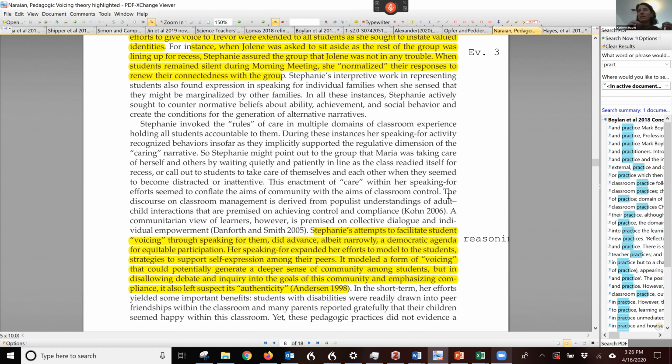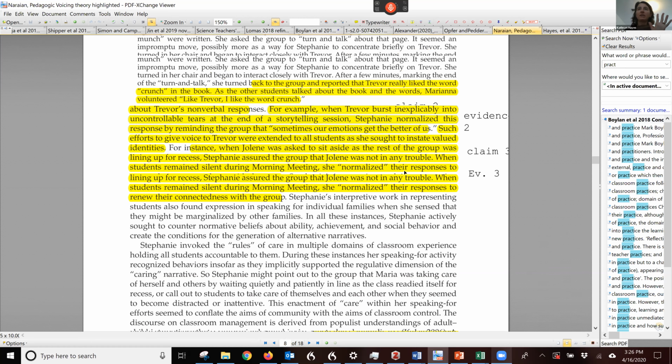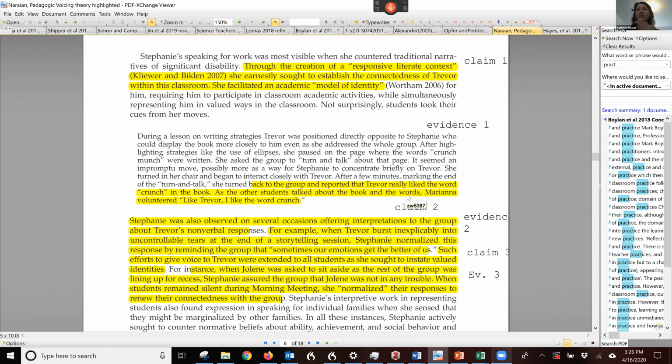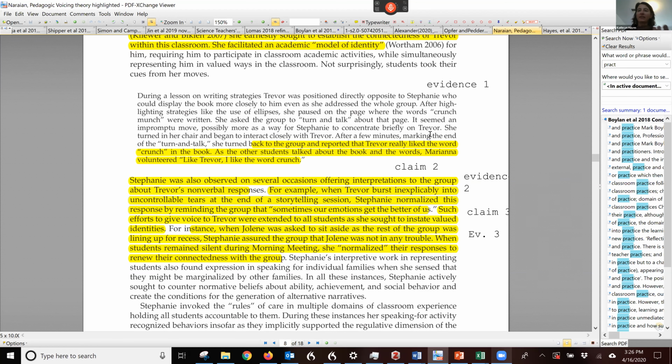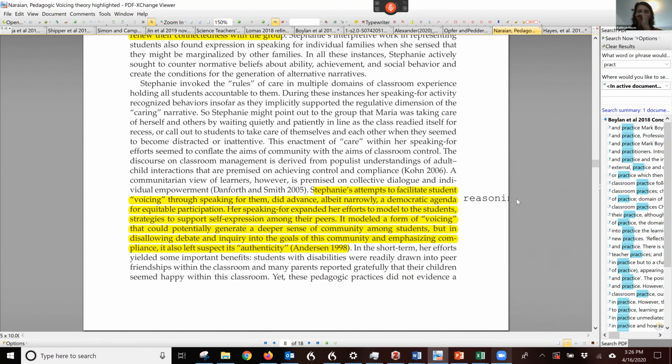So she's taking this idea of Trevor not speaking, and so back up here, he's not speaking, and she wants to create connectedness, and she does so through saying, you know, Trevor liked the word crunch, etc. And here she's citing the literature and saying, there's this connection where her doing this, she's creating this deeper sense of community, but she's disallowing debate and inquiry into the goals of the community and emphasizing compliance. So she's kind of analyzing the whole picture here using her theoretical stance.